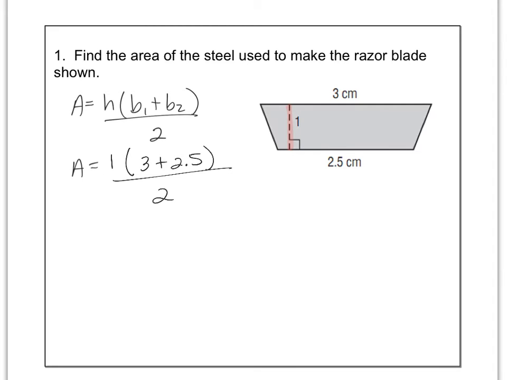So now we type it in our calculator. When you type it in your calculator, do you really need to type in the 1? I don't think so, because multiplying by 1 isn't going to change your answer. So I would just go 3 plus 2.5, and then I would probably hit equals, and then divide by 2. If you're typing it in the correct way, it should be 2.75. And since it's an area, we're going to say centimeters squared.